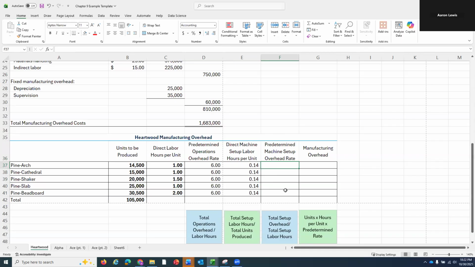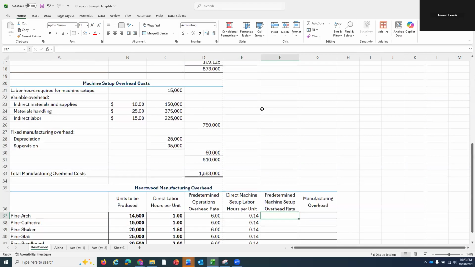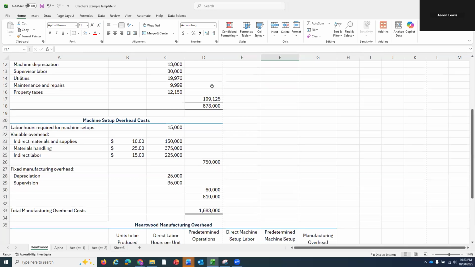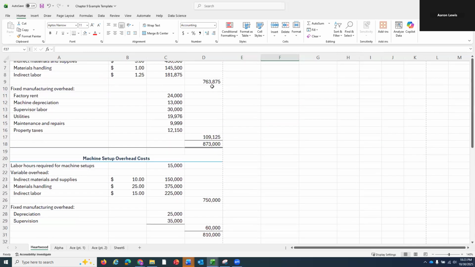So what is the total amount of setup overhead that we are going to incur? Is it this $1.683 million? No, because that's the total amount of overhead we're accumulating out of both pools. The 873 was the total amount that we had from our regular operations.